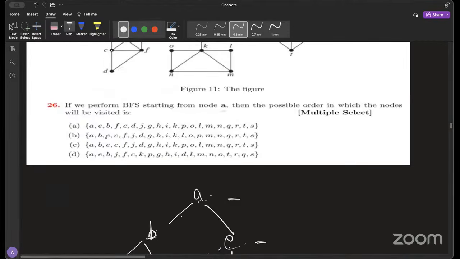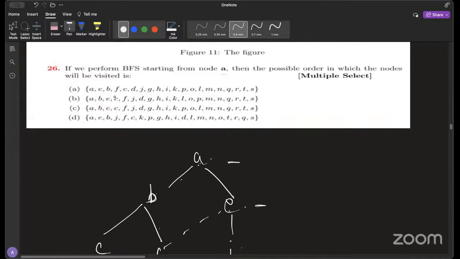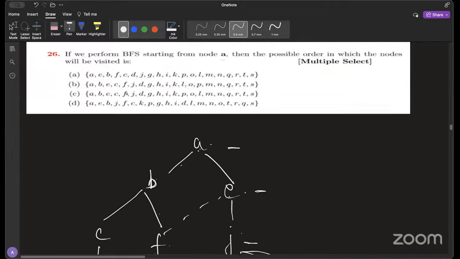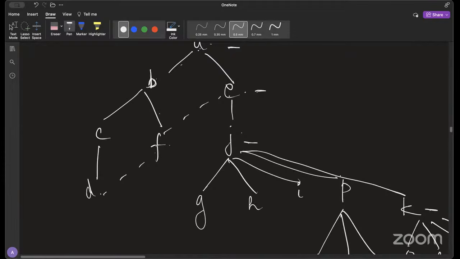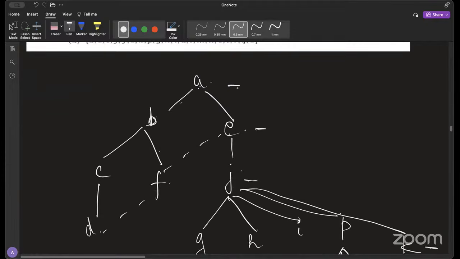The first option is A, then E, B, then F, C, D. Because we have to get done with the level first, and then we can move to the next level. So at this level, A, then B, E have to be next. Then C, F, and J have to be next in some order, or F, J, C, or F, C, J, in any order, but you need to have them before moving to the next vertices, right?